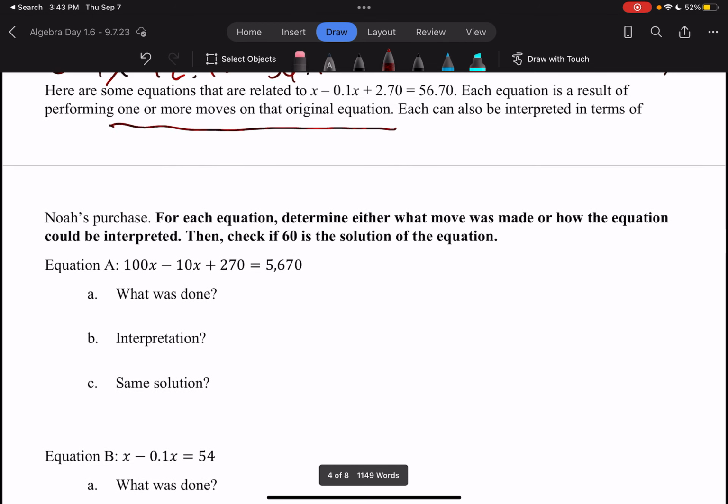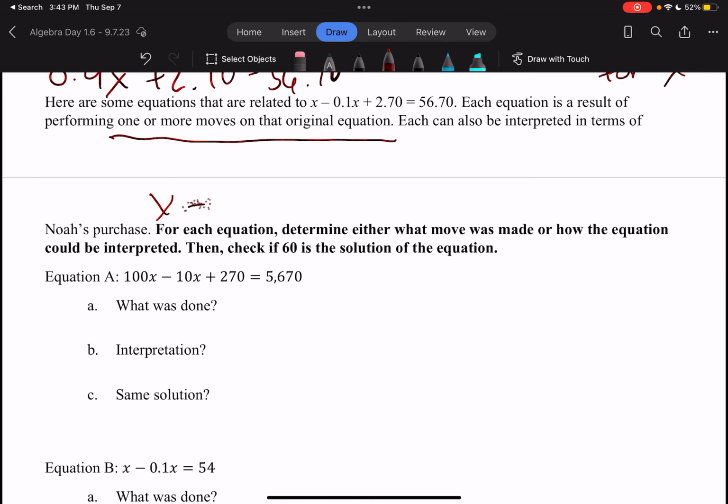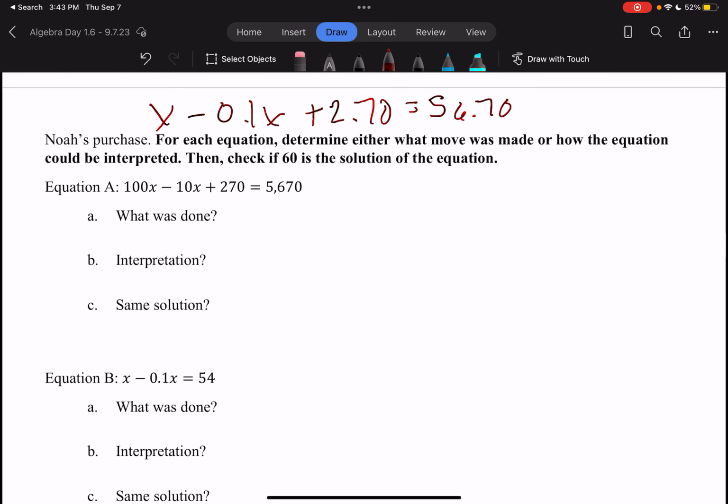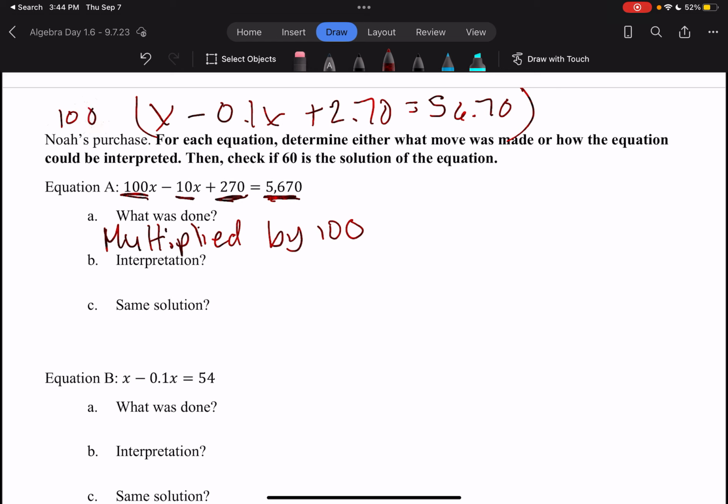Well, first of all, let me reference x minus 0.1x plus 2.70 equals 56.70. If we look at it that way, we can compare. So here we now have 100 in front of x, a 10 in front of the second x, 270 instead of $2.70, and 5,670 instead of 56.70. So I can see that what happened here is somebody multiplied the entire thing by 100, right? If we were to take this and multiply the whole thing by 100, this is what we would get as a result.